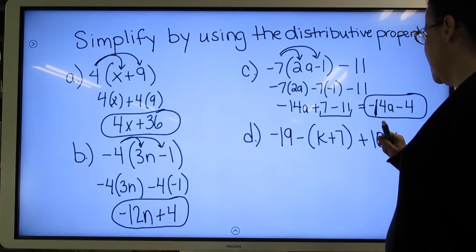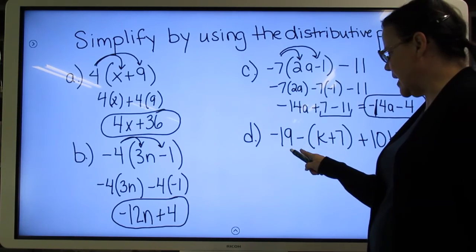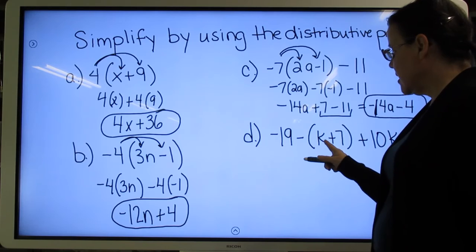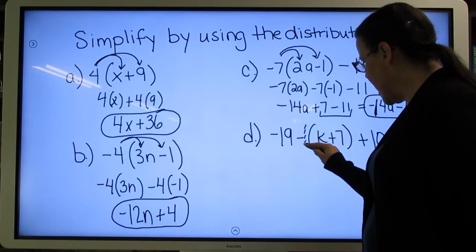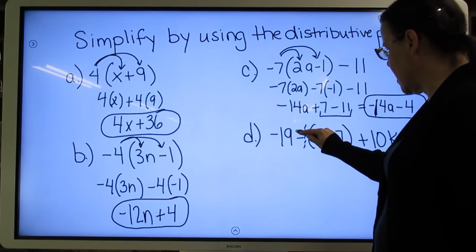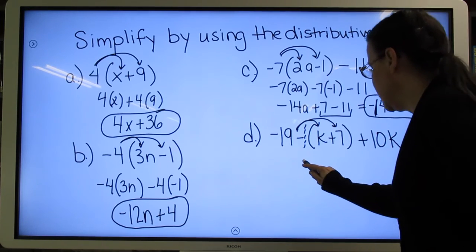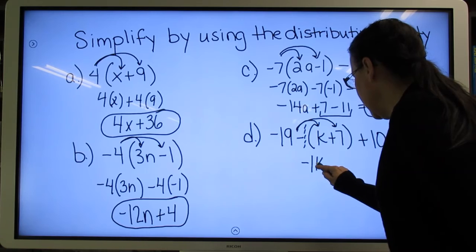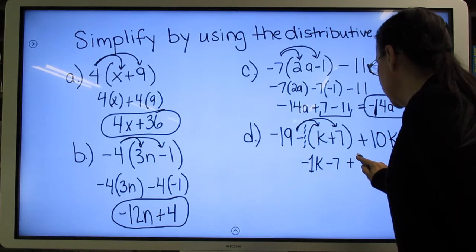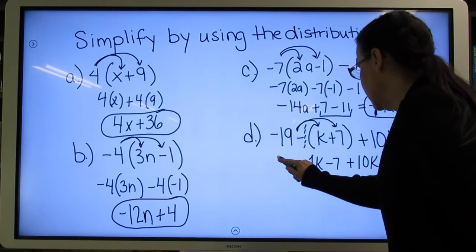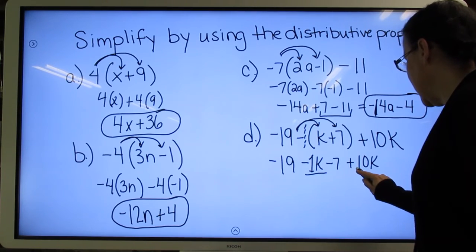And now I have some distribution here, and what I want you to realize is that this negative on the outside of the parenthesis still affects what's on the inside of that parenthesis. It is like having that imaginary 1 that comes back and haunts us all the time, and we would multiply that first. So this would be negative 1k and then a negative 7. Then we would bring down the sides and we would combine like terms, and we have a negative 1k and a 10k.